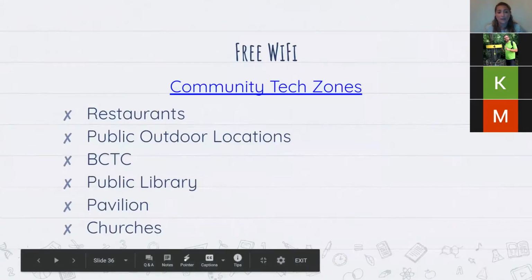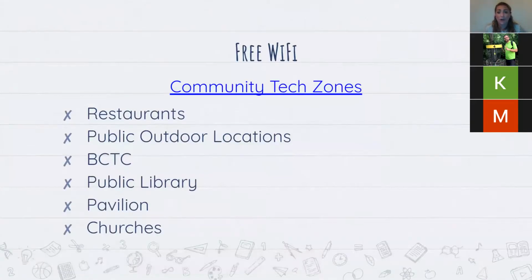Something else I want to mention is if you are having internet issues, or one week your internet just goes out and it's going to take a week to fix, we do have free Wi-Fi throughout the district. There's a link here that you'll be able to access later. It's the community tech zones. It's on the website as well. But there are public places where you can access the internet.